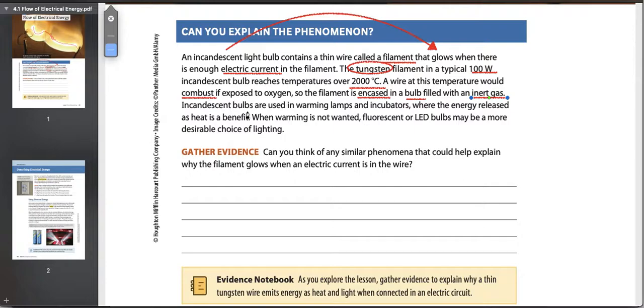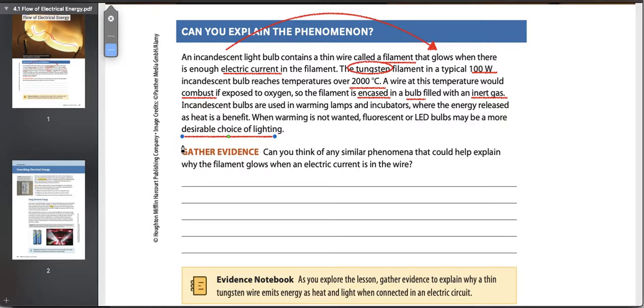Incandescent bulbs are used in warming lamps and incubators where the energy released as heat is a benefit. When warming is not wanted, fluorescent or LED bulbs may be a more desirable choice of lighting. The reason for that is they use less electricity.